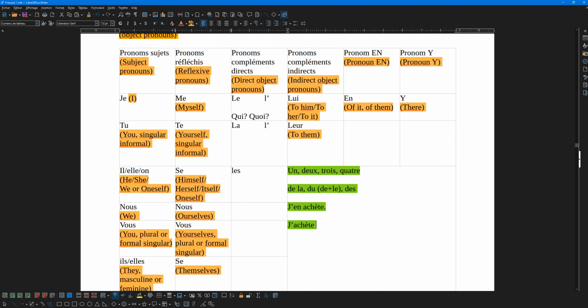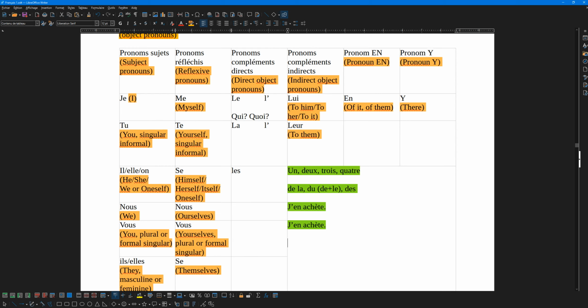If I'm buying another thing, j'achète du lait. I am buying milk. I'll say du lait, so we have a quantity of milk. We don't know exactly what the quantity is. So we replace it with en in front of the verb of action. It will be j'en achète.